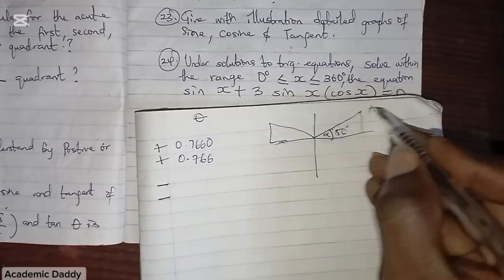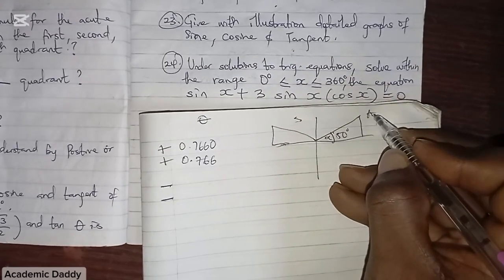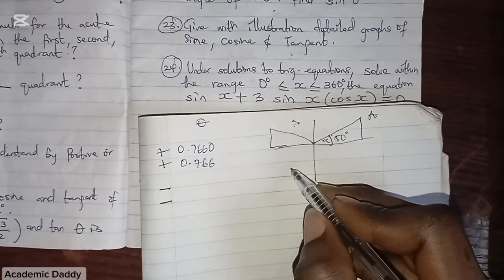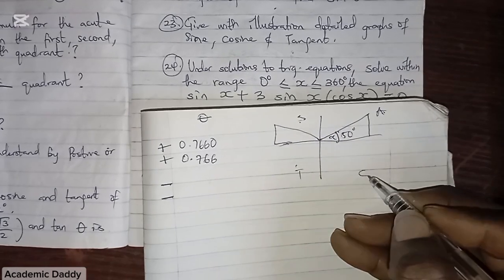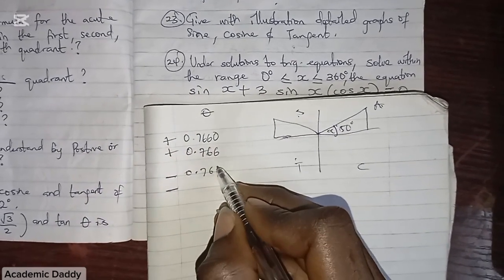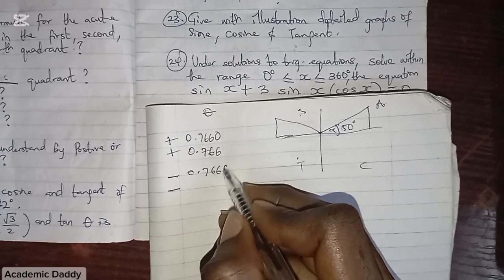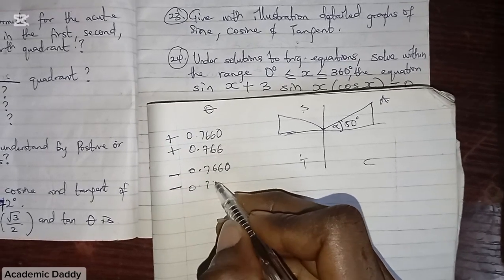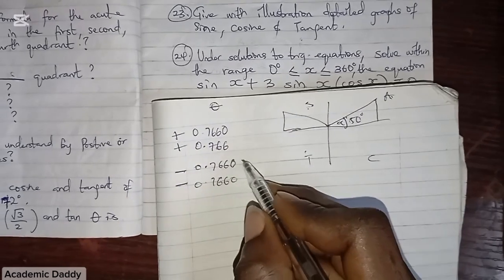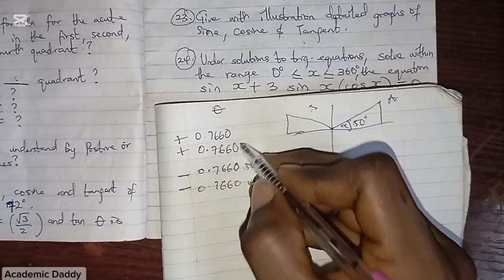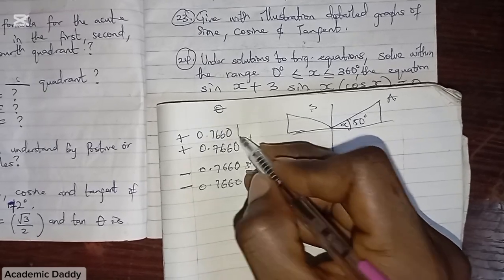So in the first and second quadrant, sine is always positive. If you remember, ASTC: in the first, all three ratios are positive, sine in the second, in the third only tan is positive, and in the fourth only cos is positive. So that means this will be negative 0.7660 in the third and fourth, while here it is going to be positive in the second and first.